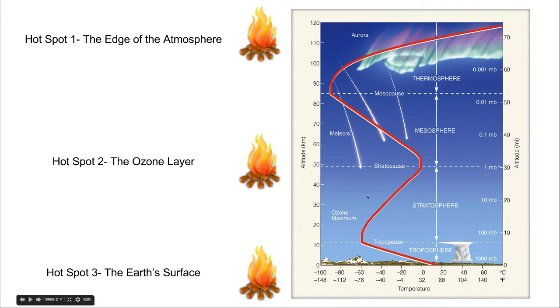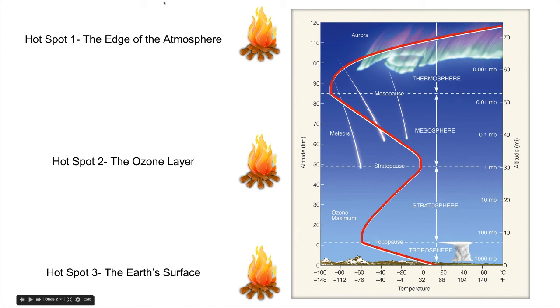And ozone is kind of a cool gas because as sunlight passes through it, the molecules get very excited. And we should know at this point in the year that excited molecules with lots of molecular movement, we would say have a higher temperature. In fact, temperature is just the average amount of kinetic energy of a substance. And that is our hotspot number 2, the ozone layer. And that's because as the sun passes through it, it warms those gases.